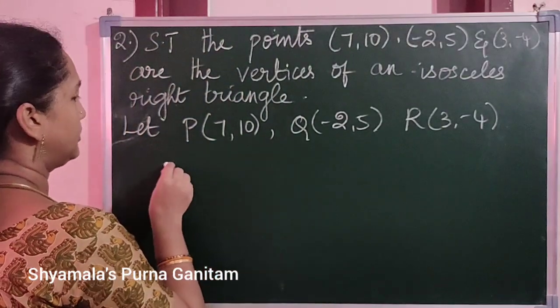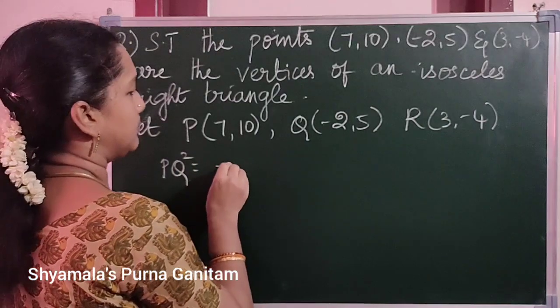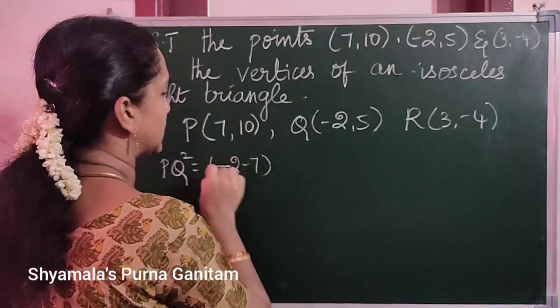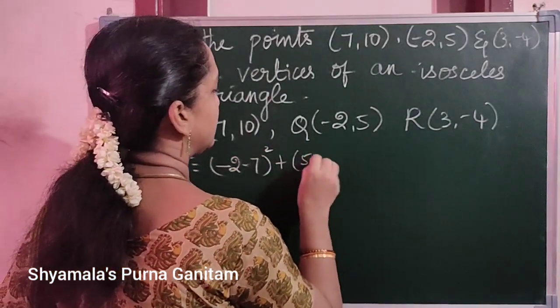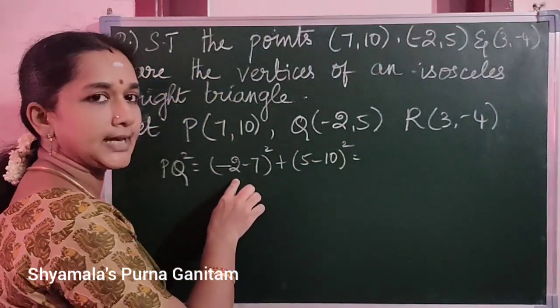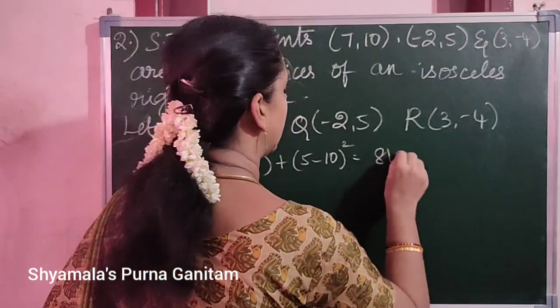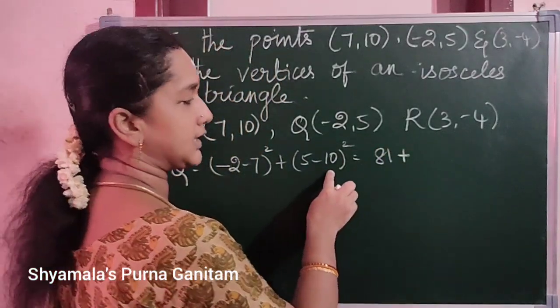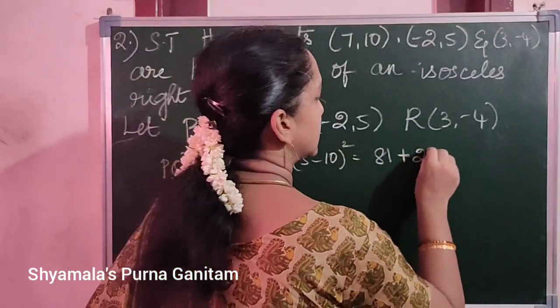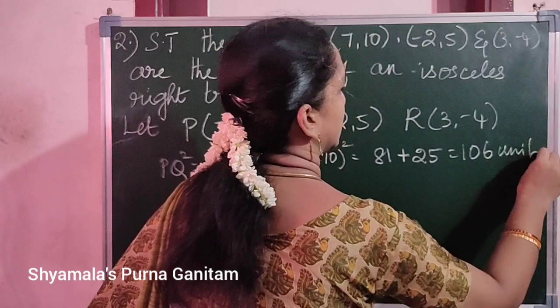Okay. So now PQ square is equal to minus 2 minus 7 the whole square plus 5 minus 10 the whole square. So this one will be minus 9 the whole square, so this one will be 81, plus 5 minus 10 the whole square is 5 squared. So this is 25. So you will get 106 units.